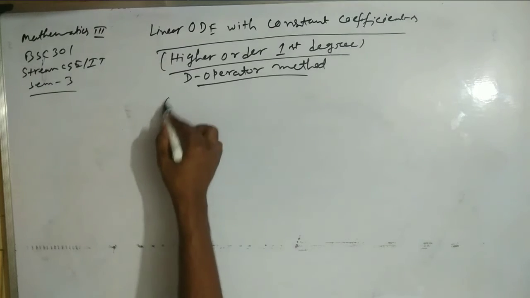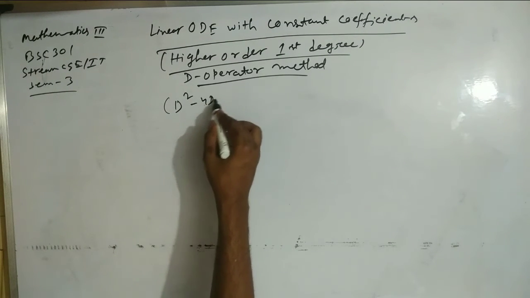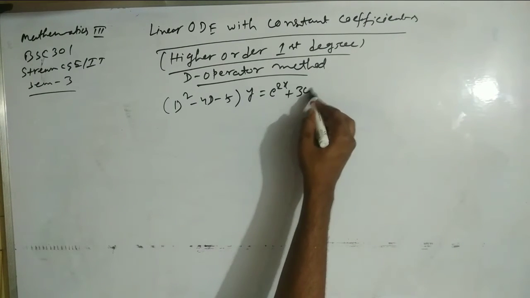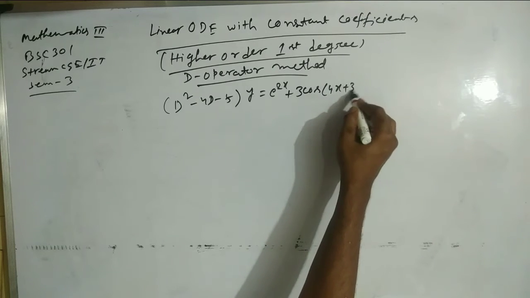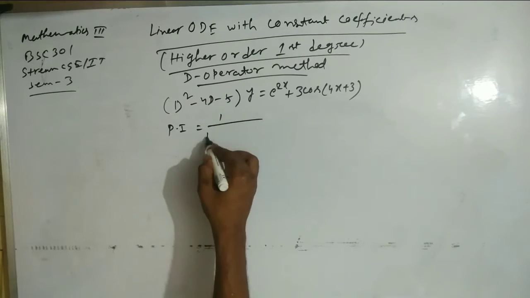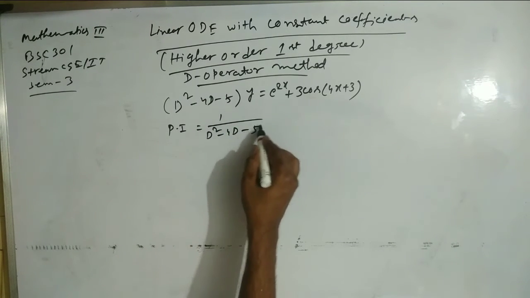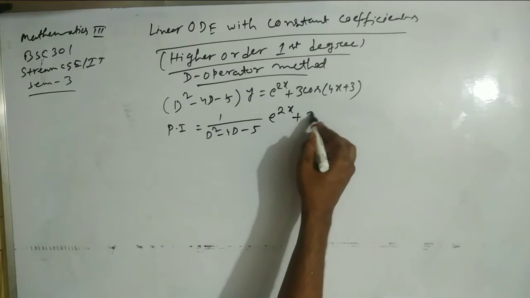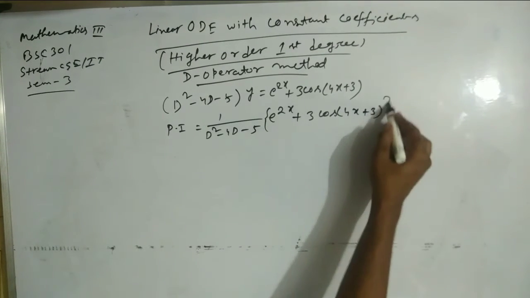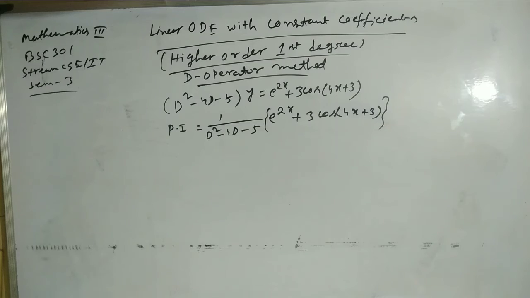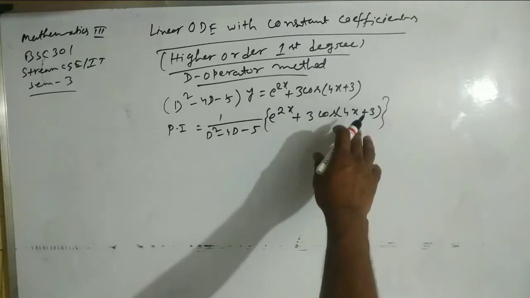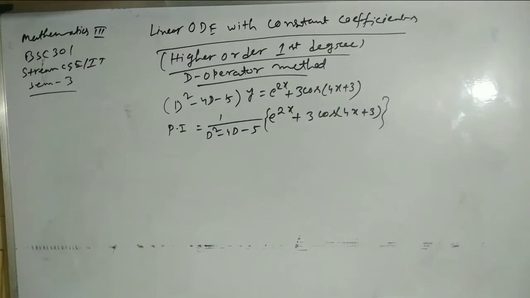Let us take (D square minus 4D minus 5) y equal to e to the power 2x plus 3 cos 4x plus 3. So PI equal to 1 by (D square minus 4D minus 5) operating on e to the power 2x plus 3 cos 4x plus 3. Okay, so now we see that this operator is operating on these two functions, so we are splitting this operator.